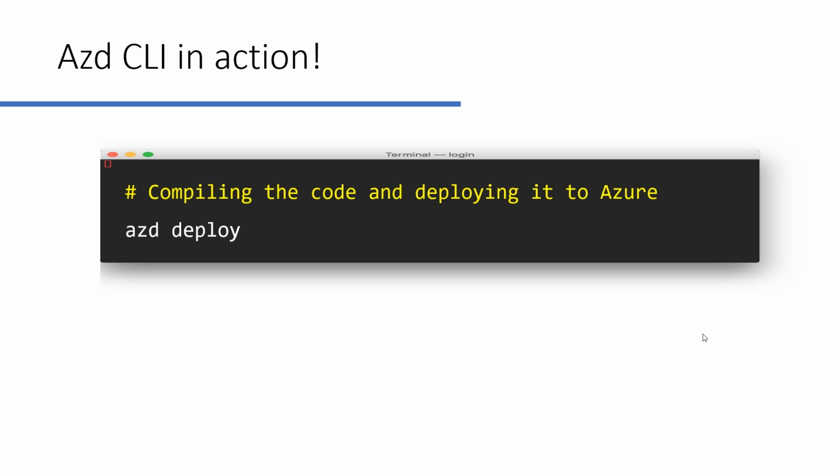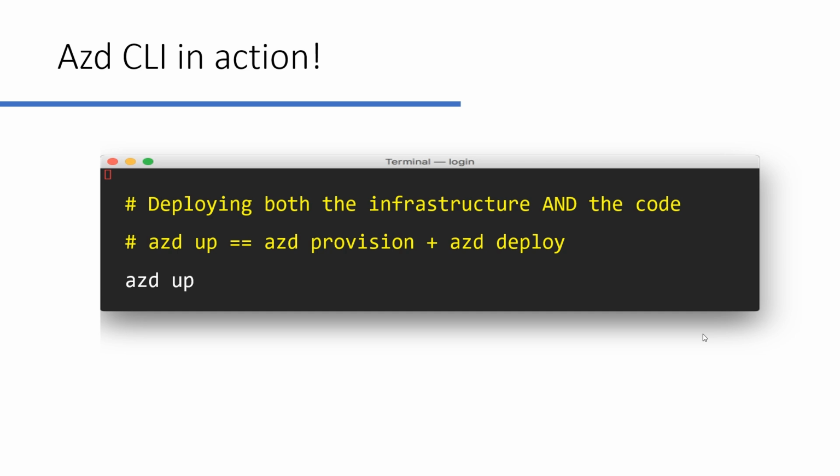The next command is azd deploy, and this command will compile the code and deploy it to Azure. It is actually expecting resources to already be created. So if no resources are created, this will fail miserably. There is another command, azd up, that can be used to perform both the provisioning and the deployment of the application in a single operation.